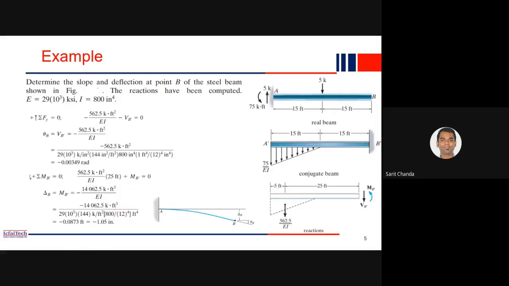The example here is: determine the slope and deflection at point B of a steel beam shown in the figure. This is a steel beam, and this end is fixed and this end is free. So basically this is a cantilever beam where only a single load is acting at the center.